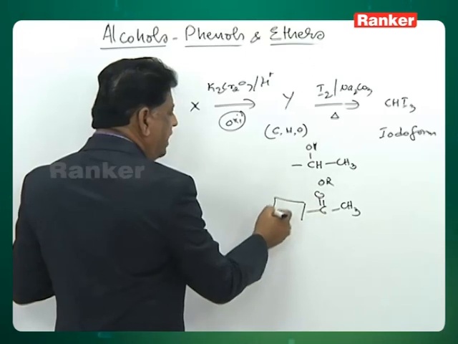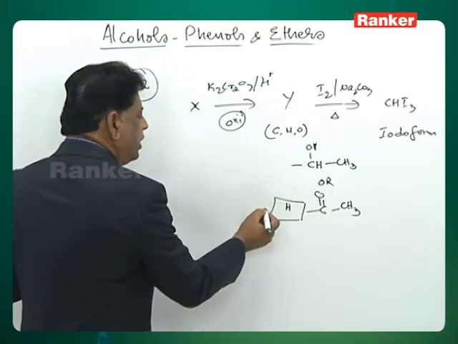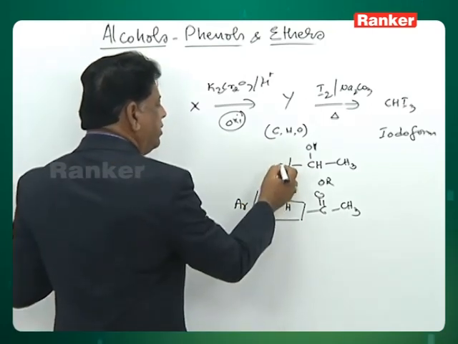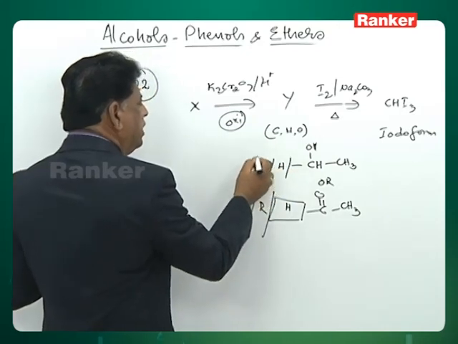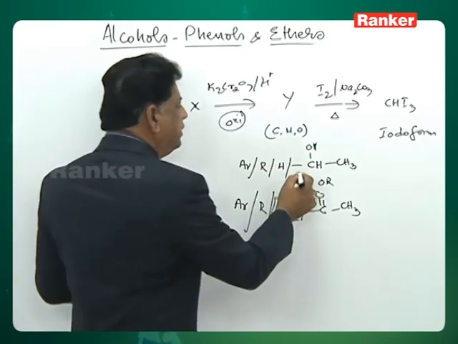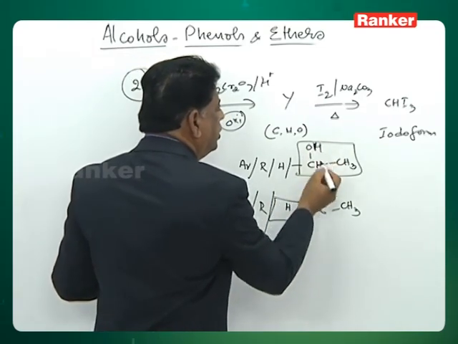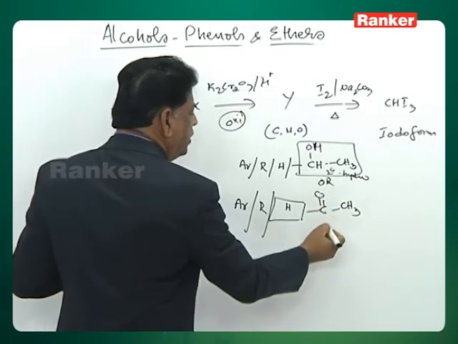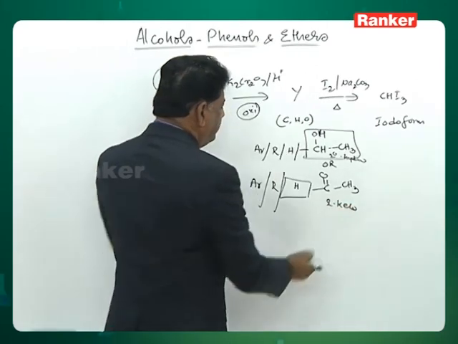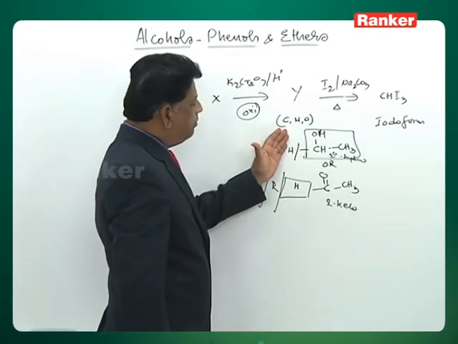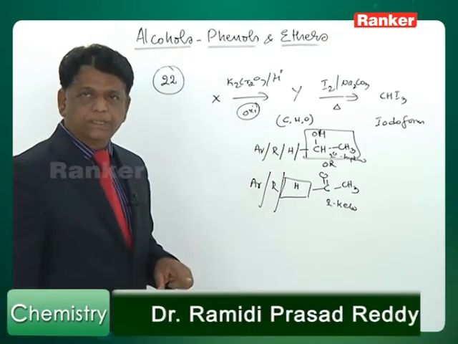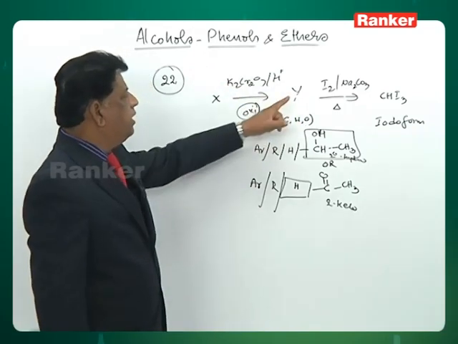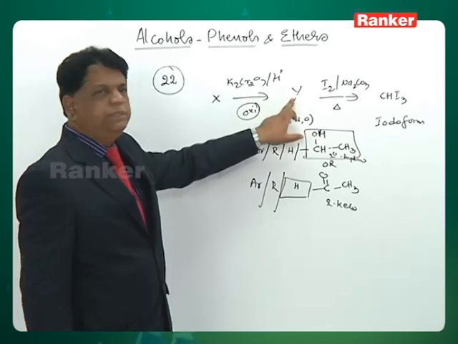On this side you can have a hydrogen, an alkyl group, or an aromatic group also. Here also the same: you can have hydrogen, any alkyl group, or any aromatic group. This particular function is described as a 2 degree 2-hydroxy. This type is called a 2-keto. Except acetaldehyde here, and except ethyl alcohol there, all 2 degree 2-hydroxy compounds will give it. He says X on oxidation gives Y. So that oxidized product cannot be an alcohol; it must be a carbonyl compound.